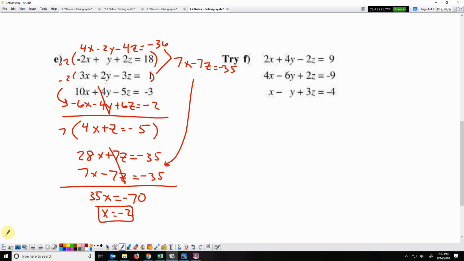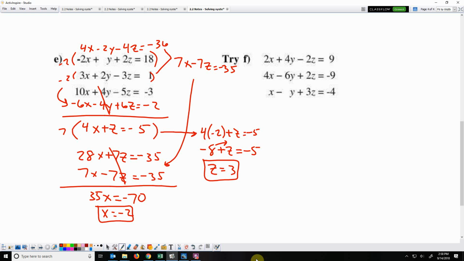All right, so I could use that maybe right here. 4x plus z equals -5. 4 times -2 plus z equals -5. So that's -8 plus z equals -5. And when I add that 8, I get z equals 3.